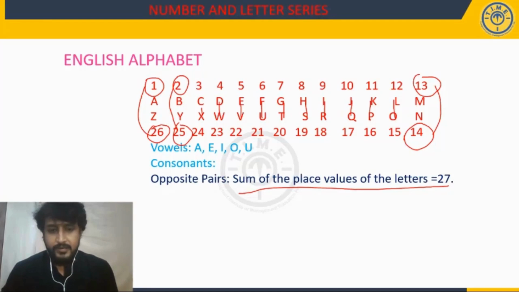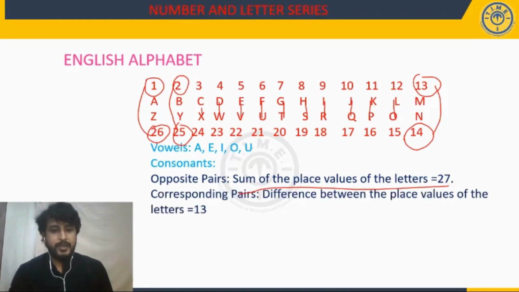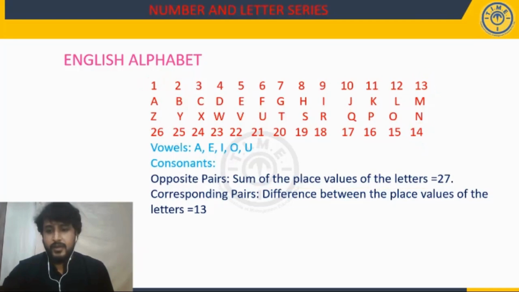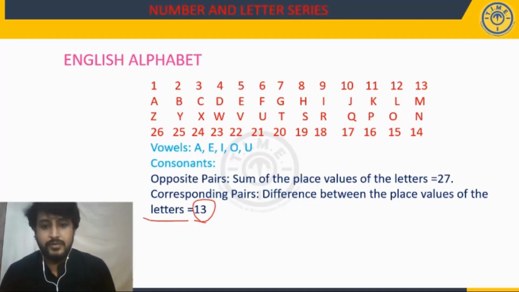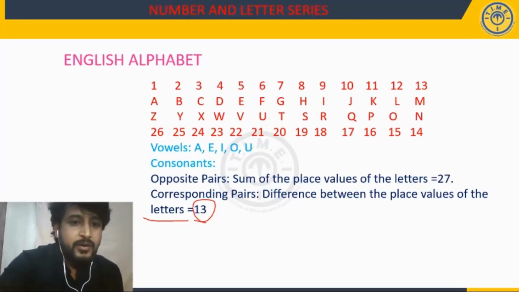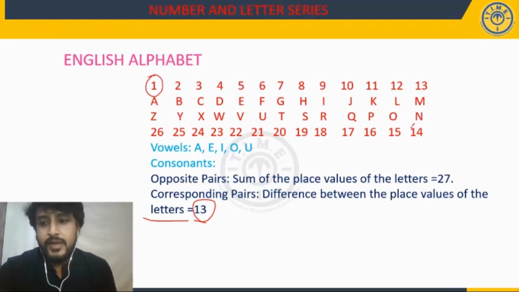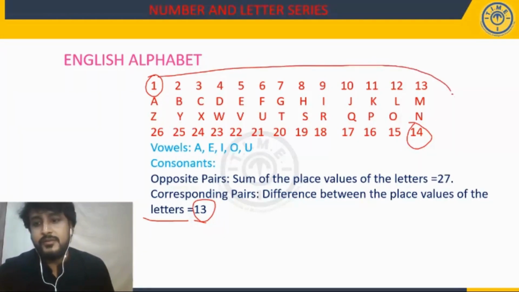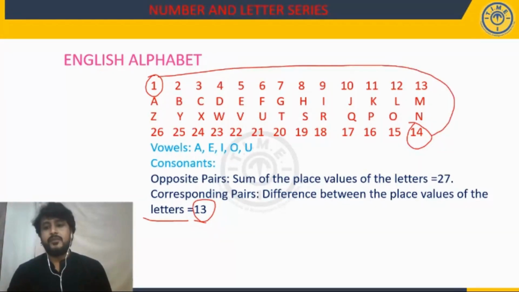Now, similarly we have corresponding pairs of letters. What do you mean by corresponding pairs? The difference between the place values of the letters will be equal to 13. That means place value of A is 1 and place value of N is 14. So how much is the difference here? 13. So AN will be considered a corresponding pair.